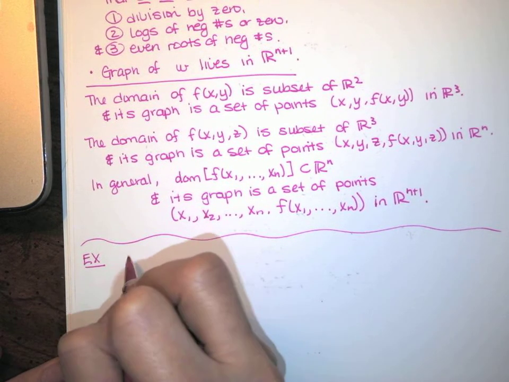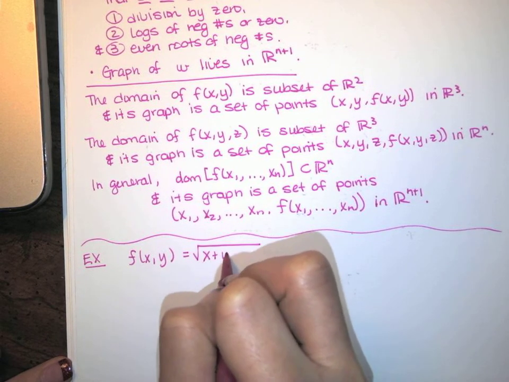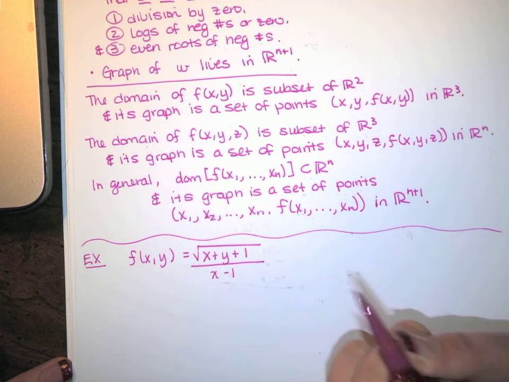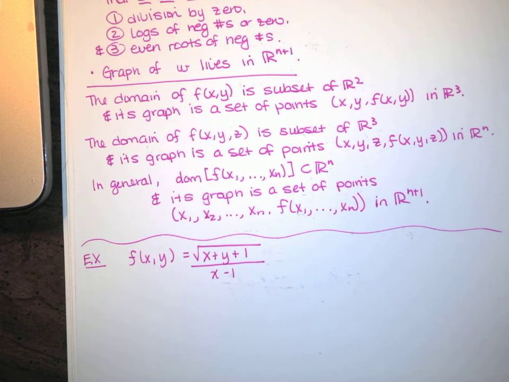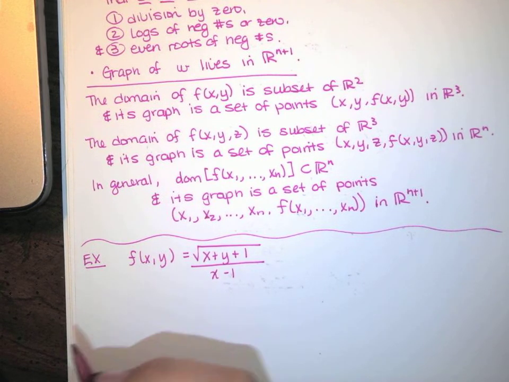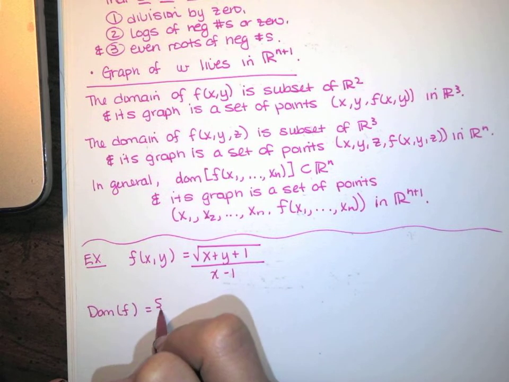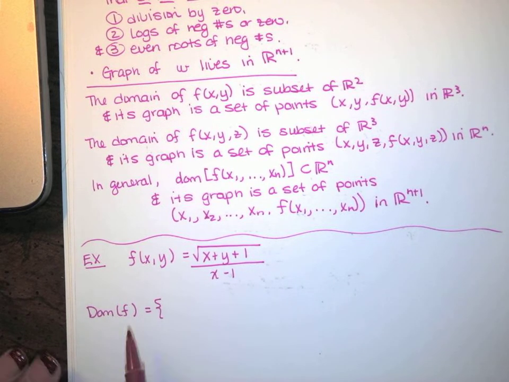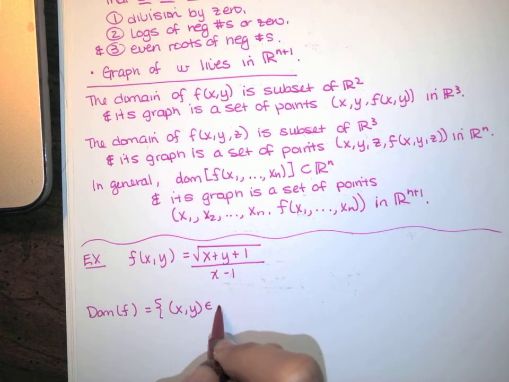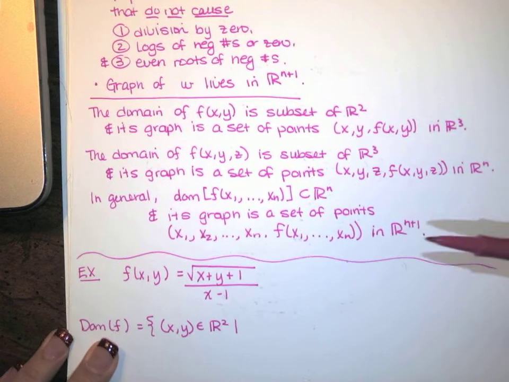So let's say we've got f of x, y equals the square root of x plus y plus 1, all divided by x minus 1. And we're just asked to find the domain. Well, first of all, because this is a function of 2 variables, the domain is going to be a subset of 2-dimensional space. So the domain is going to be the set of all points x, y in two-dimensional space such that we don't do any of these problem things.